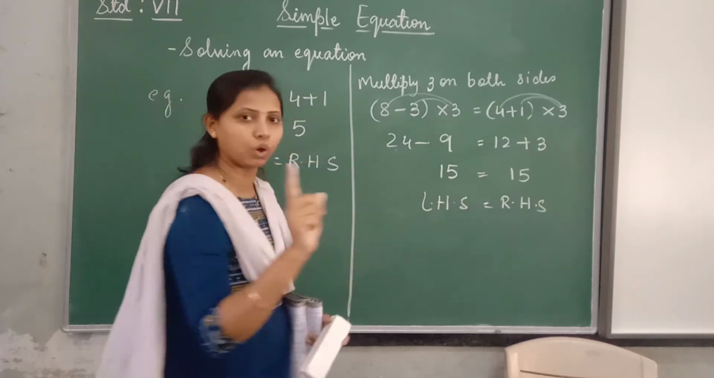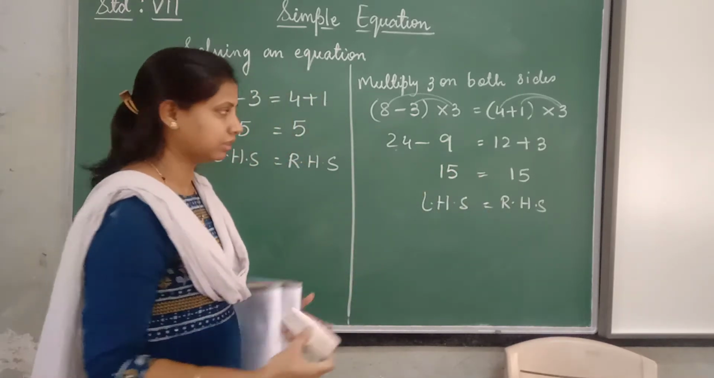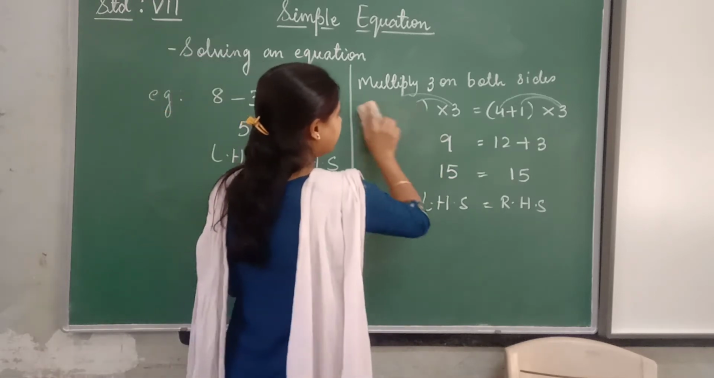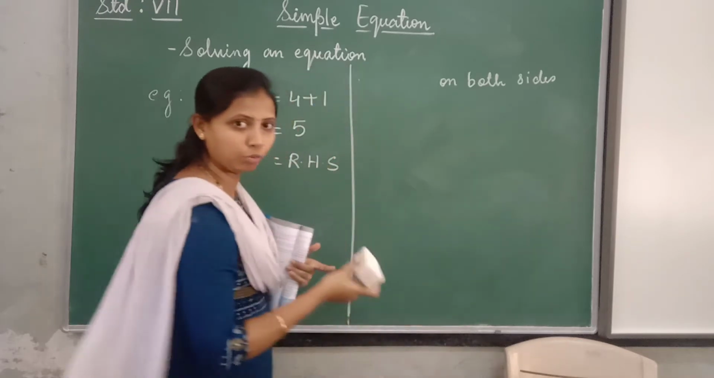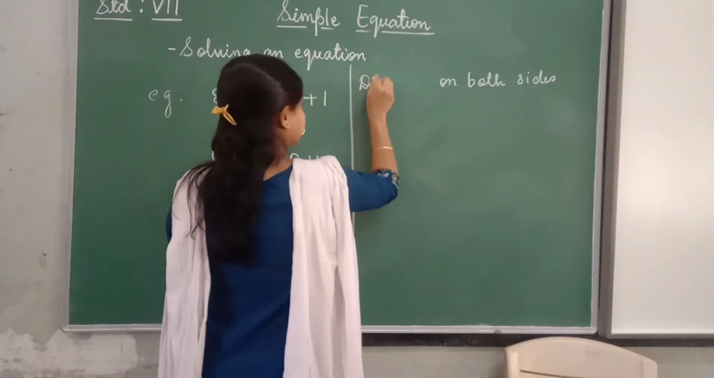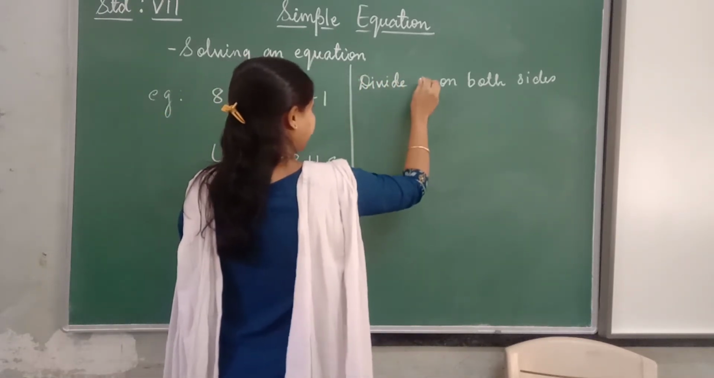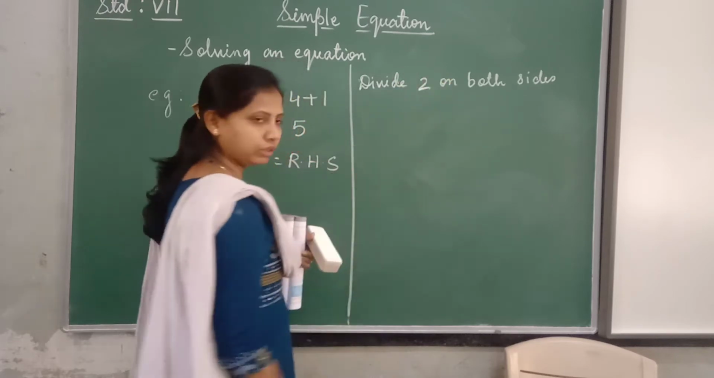That is, LHS is always equal to RHS. Okay. The same way is for division. If we divide the same number on both the sides. So let's take any number. Divide by 2 on both the sides.